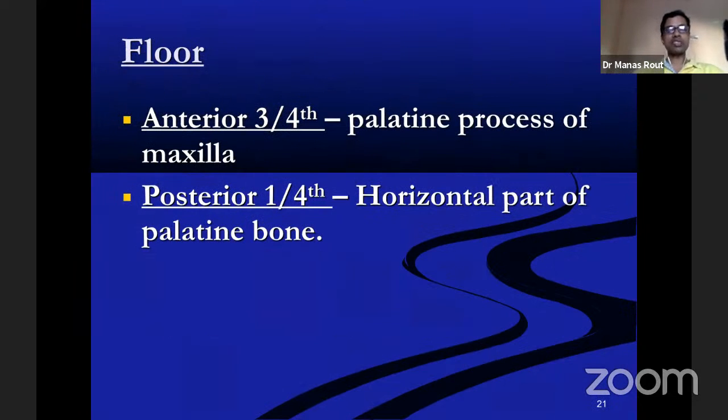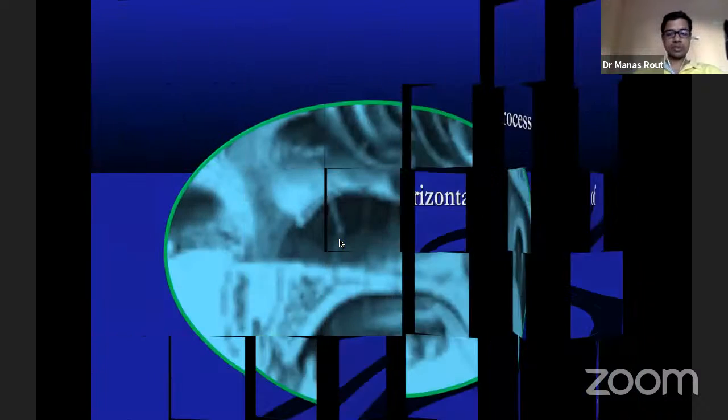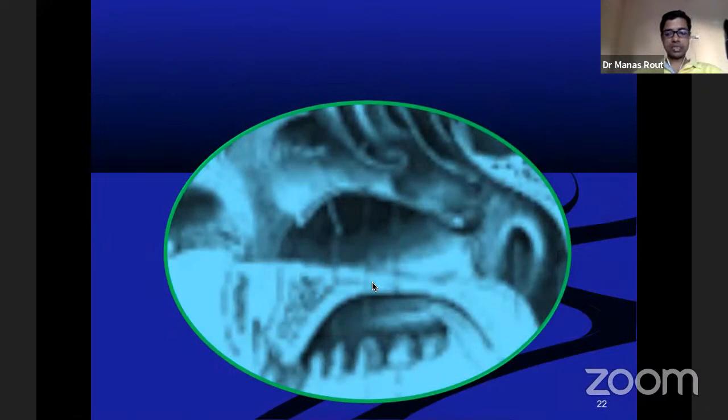Now coming to the floor, the anterior 3/4 of the floor is formed by the palatine process of the maxilla. Now the posterior 1/4 is formed by the horizontal part of the palatine bone. Now I'll show that picture. So this is the palatine process of the maxilla, I think up to here.